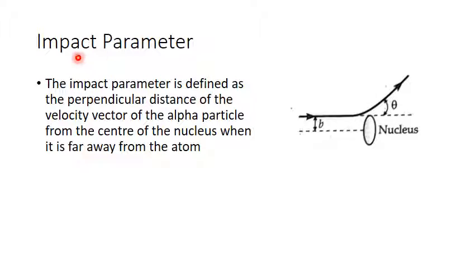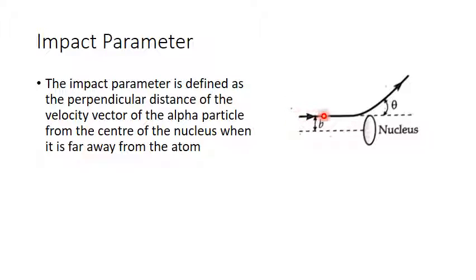Now, the next important point which we'll discuss is your impact parameter. The impact parameter is defined as the perpendicular distance of the velocity vector of the alpha particle from the center of the nucleus when it is far away from the atom. Now, as you notice, let us assume this red dot as your alpha particle. As your alpha particle slowly moves towards the nucleus, what happens? It undergoes deflection by an angle of theta.